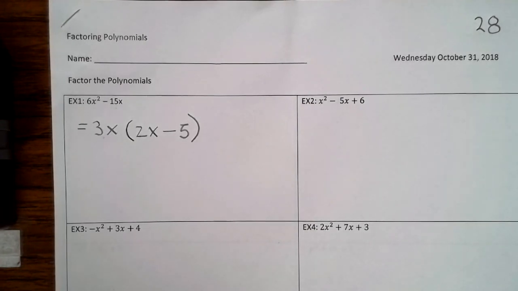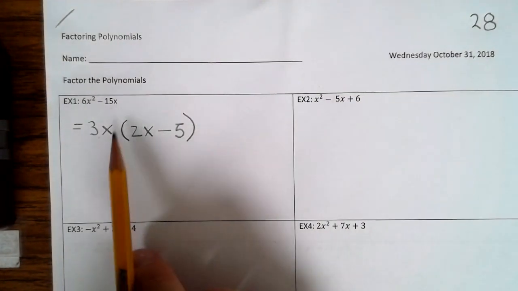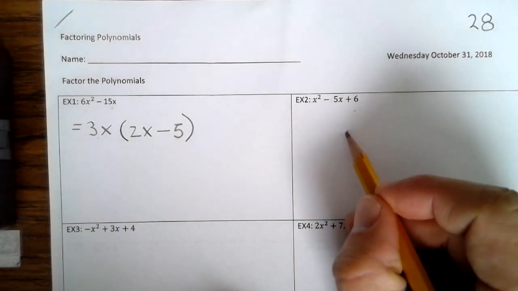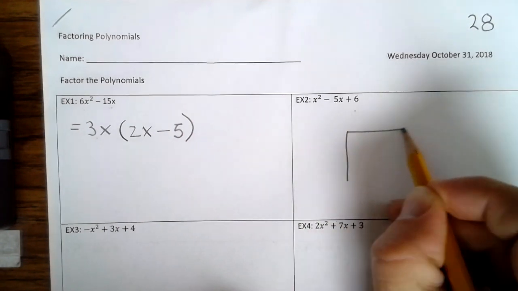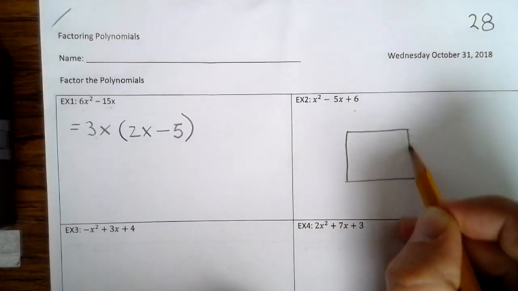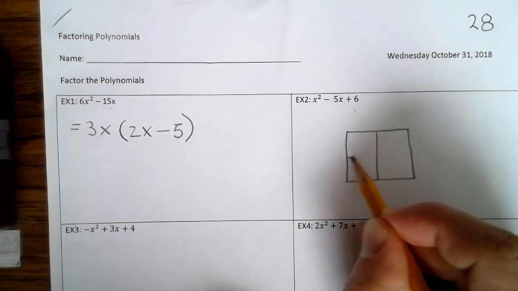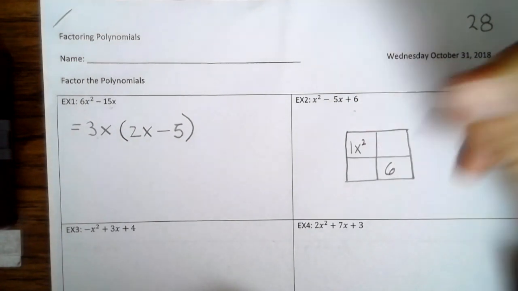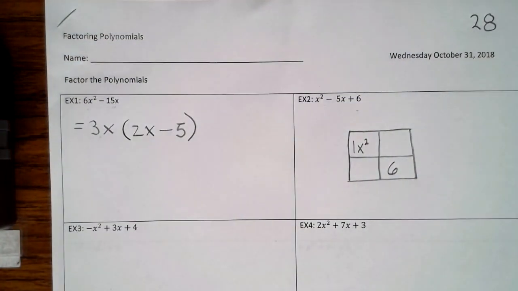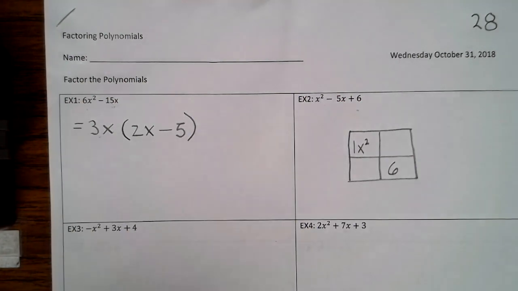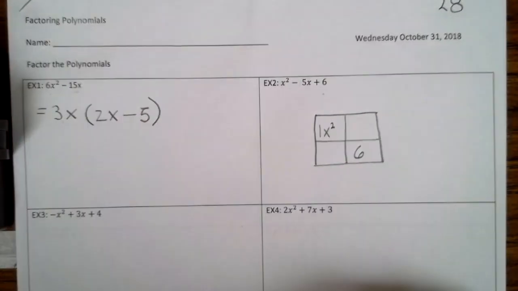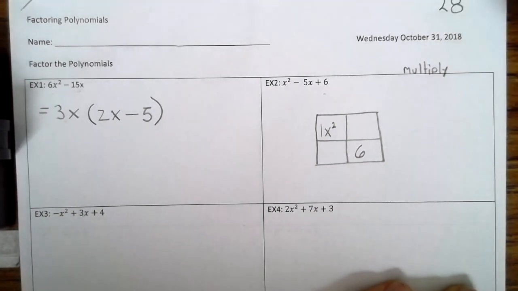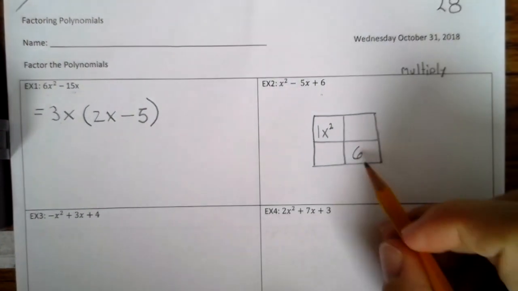All right, example 2. Now that's really if there's just 2 terms, but when it's 3 terms, we use the reverse box method. So we draw a box. First term, I'm going to put a 1 in front of the x squared, so 1x squared, and then the last term. Now, this is one of the most important steps, and you do not want to skip the step, and you want to make sure you list all the factors. We want to find all the factors that multiply to give you 6.